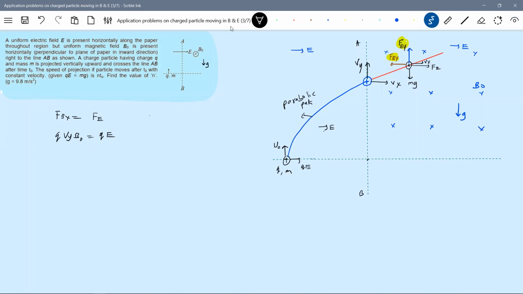This is the one equation. Similarly, we will balance the weight. If I write the minus sign equal to 0, it'll be more justified, no? Then Fby minus mg equals 0. Fby equals Q Vx B naught. So this angle should be theta. We don't know. And when it comes here, it will have some velocity, say V.